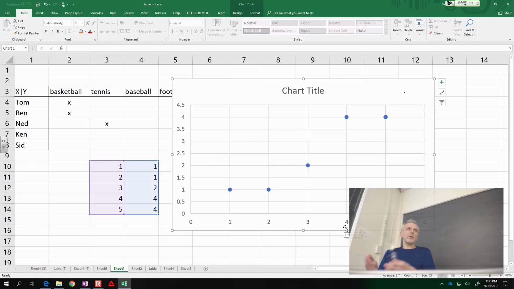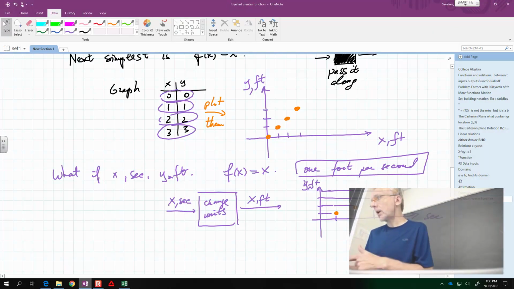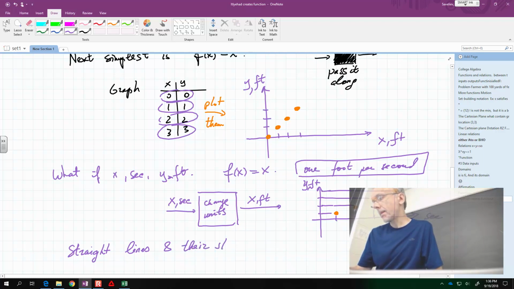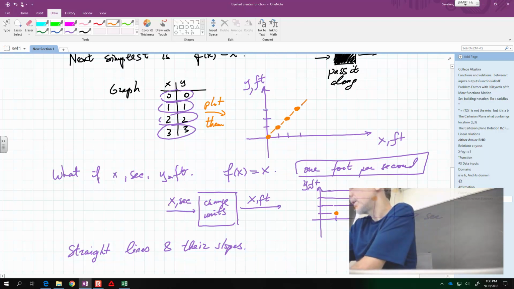That's why I'm allowed to resize it anytime, and it has consequences in what follows, and that is when we start talking about straight lines and their slopes. So as you can see, if I try to connect these to a straight line, I missed one point here, I have an extra. So it appears to be a straight line, and that's the thing about straight lines.